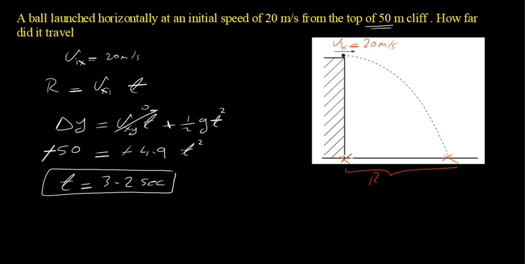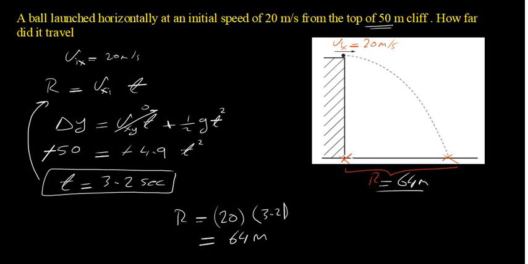Now I can use this in the range equation to find how far this object traveled horizontally from the base. The initial speed is 20 in the horizontal direction, times 3.2, that will give me about 64 meters. So this object managed to travel horizontally from the base 64 meters.